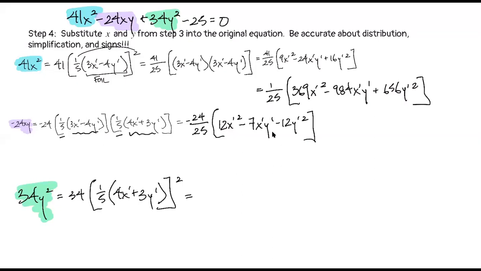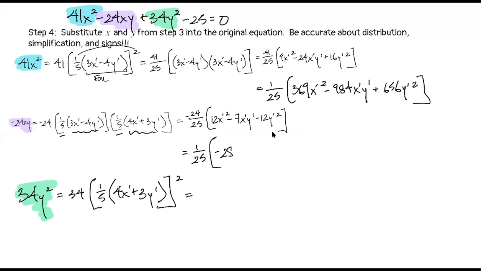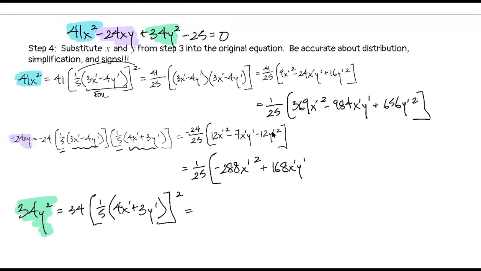And now I'm going to do the same thing again where I distribute that negative 24, but not the 1 over 25. Okay, not the 1 over 25. And so that's going to give me 1/25 in the front. I distribute that negative 24. It gives me negative 288x prime squared. And then I get a plus 168x prime y prime. And then 24 times 12 gives me plus 288 y prime squared.